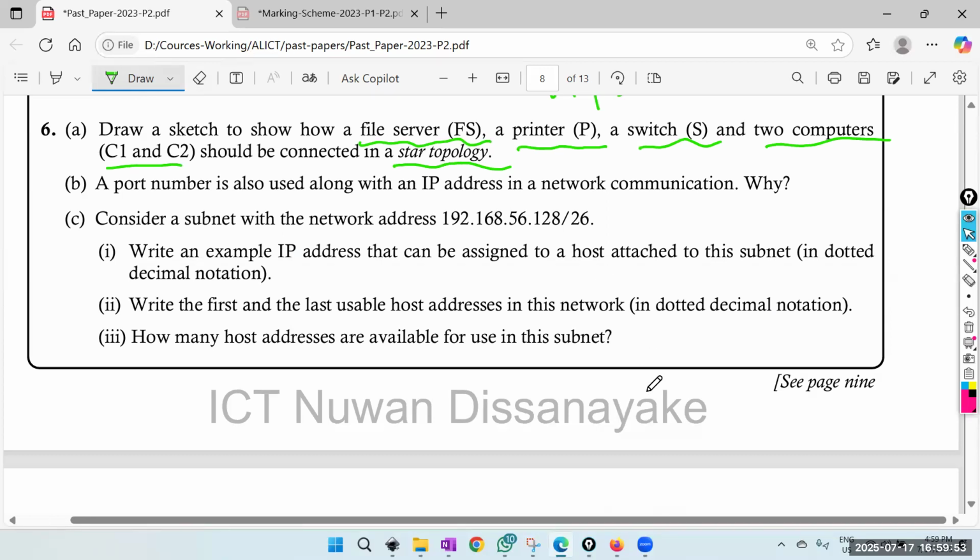So you must know that you are connecting it to the switch. Right? So let's call this switch. Just mark it switch also, better. And also label it as S. Right? So then you have the file server and two computers. So the file server you can connect like this. FS. Then the two computers.